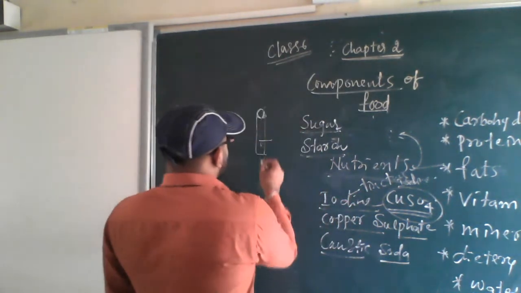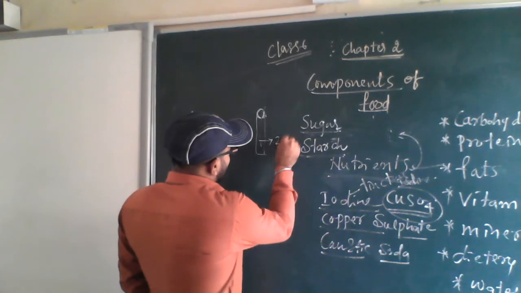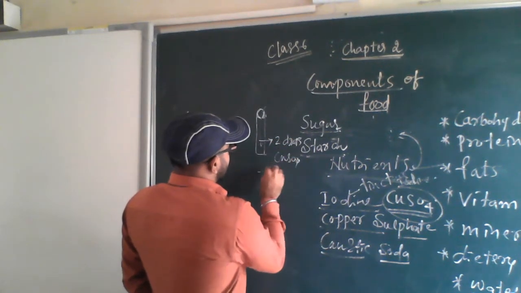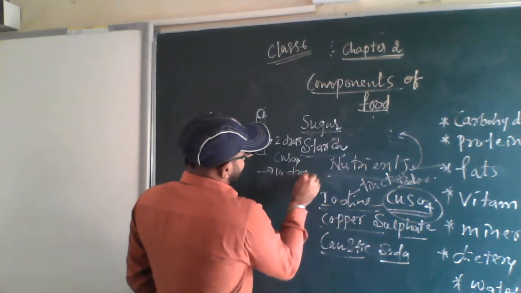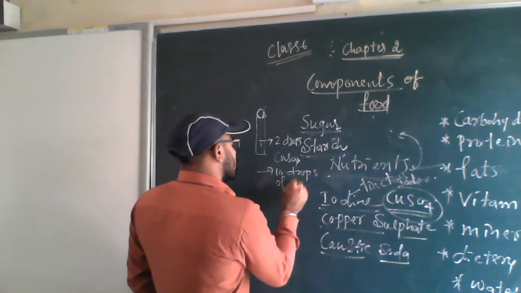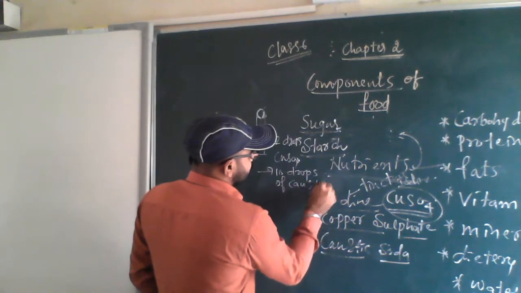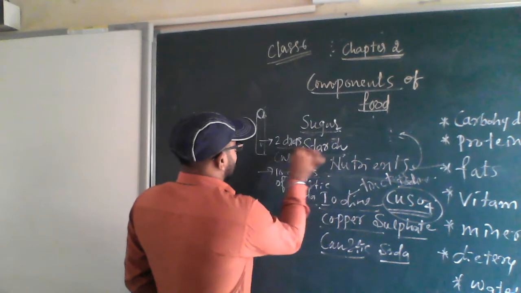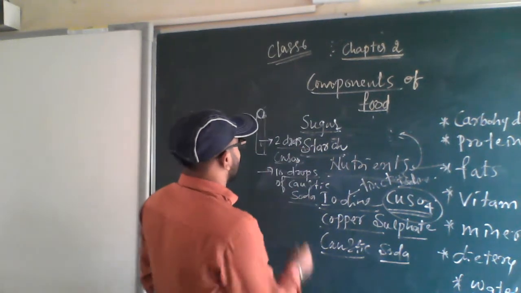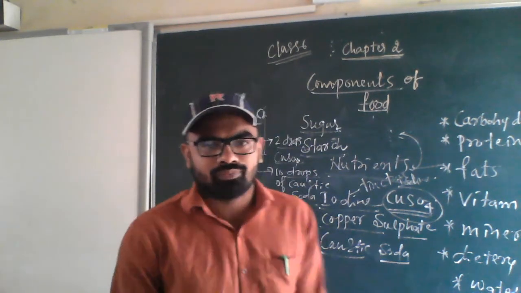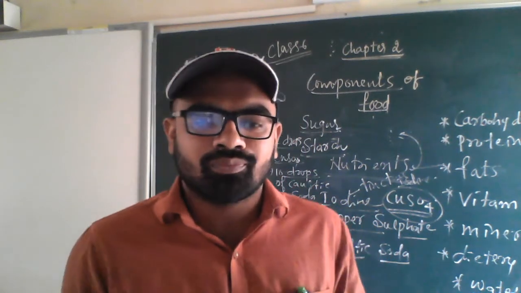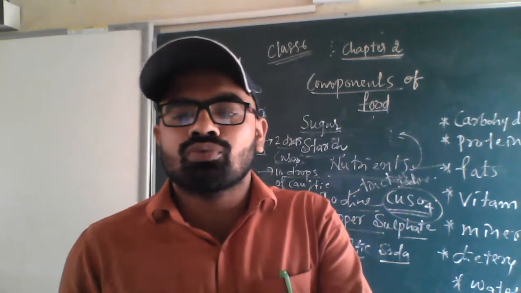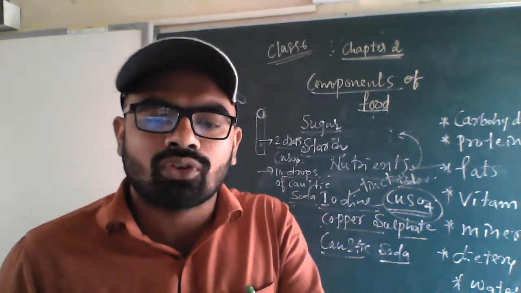So to this we have to add 2 drops of CuSO4 and 10 drops of caustic soda. When you add this caustic soda to the test tube, shake well, and let the test tube stand for a few minutes.